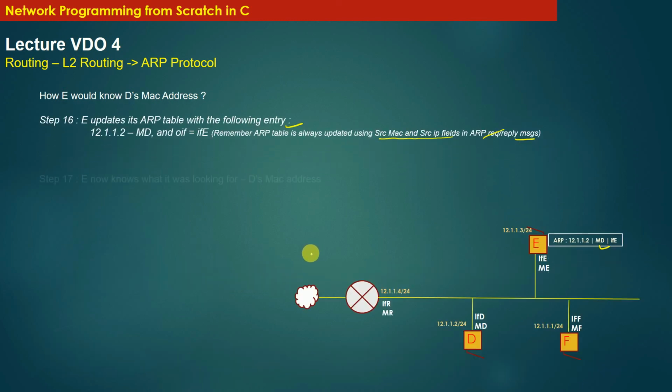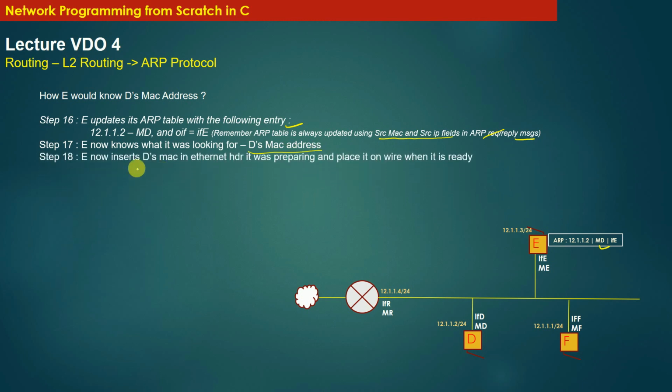Right? So E now knows what it was looking for, that is D's MAC address. So E now inserts D's MAC address in the Ethernet header it was preparing before and places it on the wire when the machine E is ready after cooking up the packet. That particular packet, when placed on the wire, is received by all the interfaces connected to the wire. All discard the packet, but machine D accepts the packet. And we have already discussed that this is called thrashing.